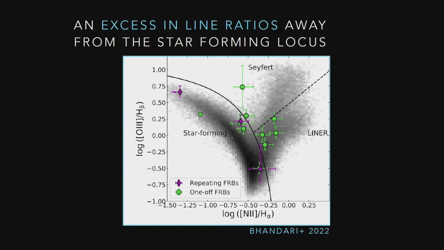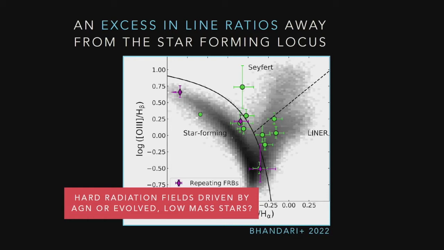And so this begs an interesting question of what type of mechanism is responsible for driving these enhanced photoionization levels. For example, are these excess line ratios due to a population of AGN where the emission is mixing? And hence, is there an elevated fraction of AGN in FRB host galaxies? Or are these hard radiation fields driven by a population of evolved low-mass stars? And this latter case is what we would expect if, for instance, FRBs come from short GRBs.